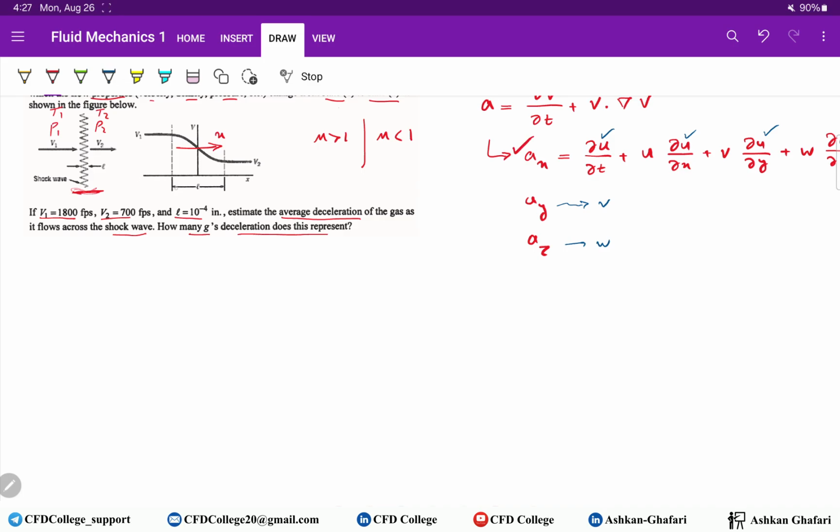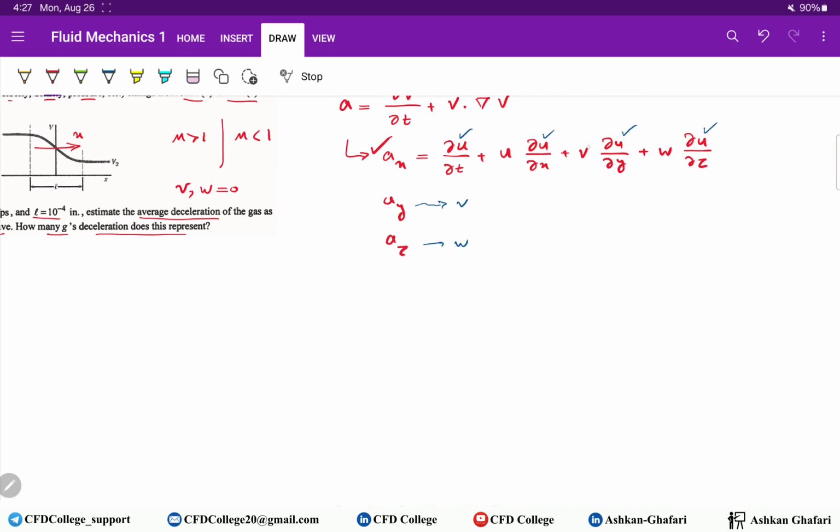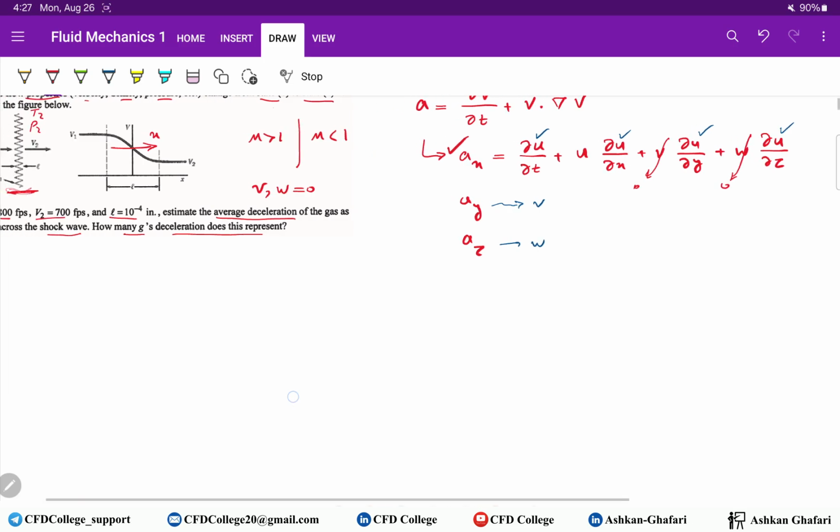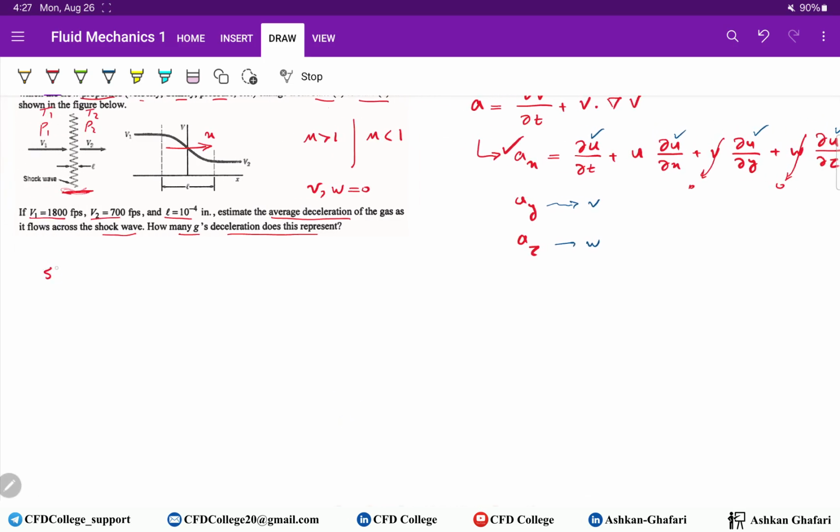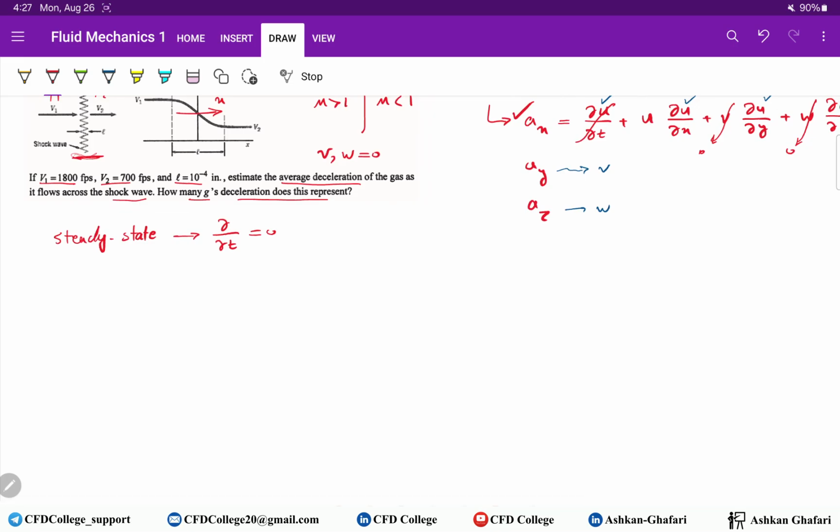And since the flow direction is horizontal, there is no v and w, so v and w equal 0. So this term is 0 and this term is 0. And since we are working in steady state condition, any derivative over time is 0. So we don't have the first term on the right hand side. So it's simple. Ax equals u du over dx. And acceleration equals ax i equals u delta u over delta x i.